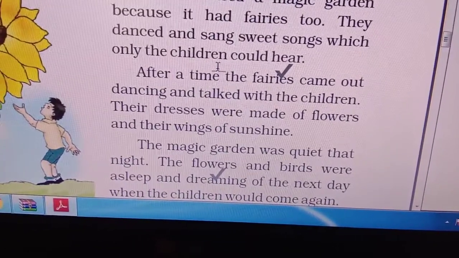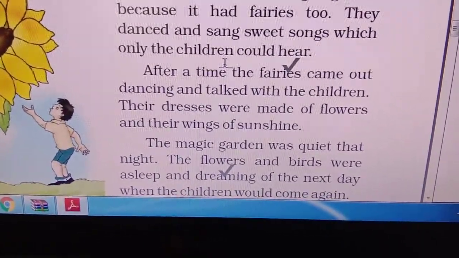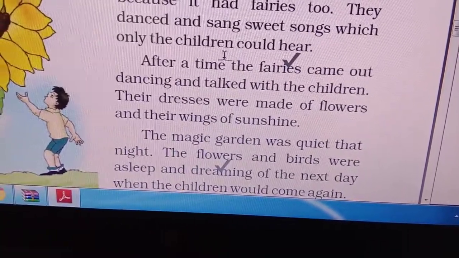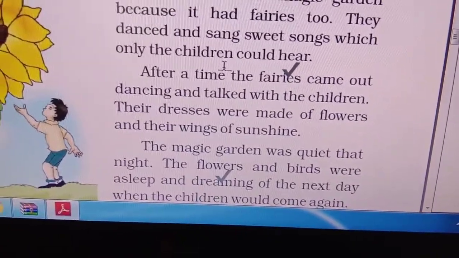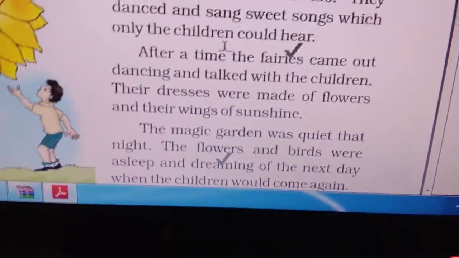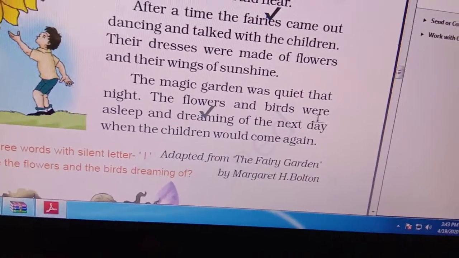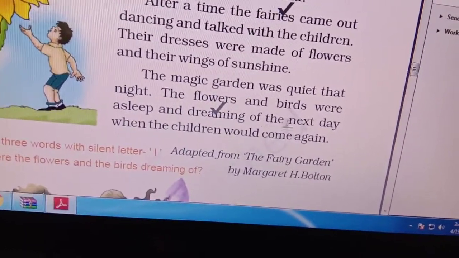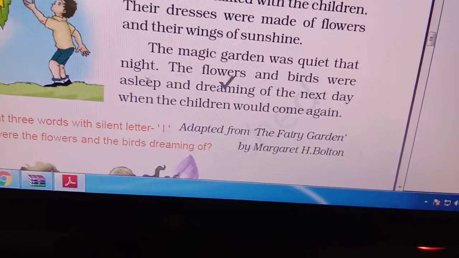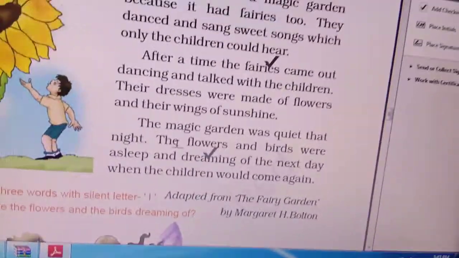After a time, the fairies came out dancing and talked with the children. They also loved the children. Fairies also loved the children very much. Their dresses were made of flowers and their wings of sunshine. Dresses of the fairies were made of flowers and their wings of sunshine. Now the magic garden was quiet that night. The flowers and birds were asleep and dreaming of the next day when the children would come again. That means they slept and they started dreaming of the children. They were waiting for the children to come again.